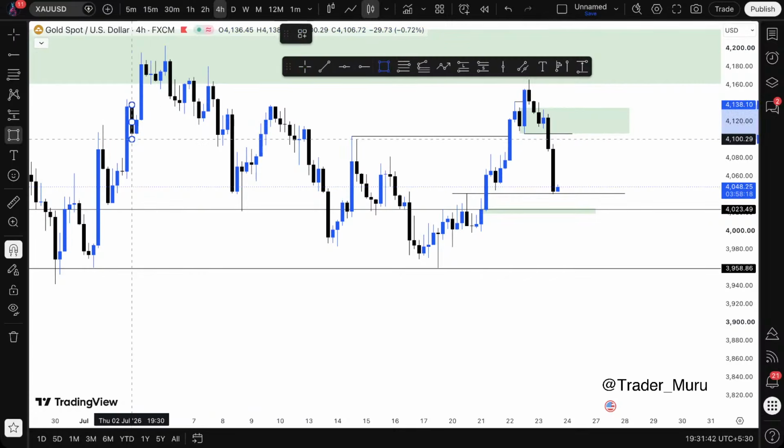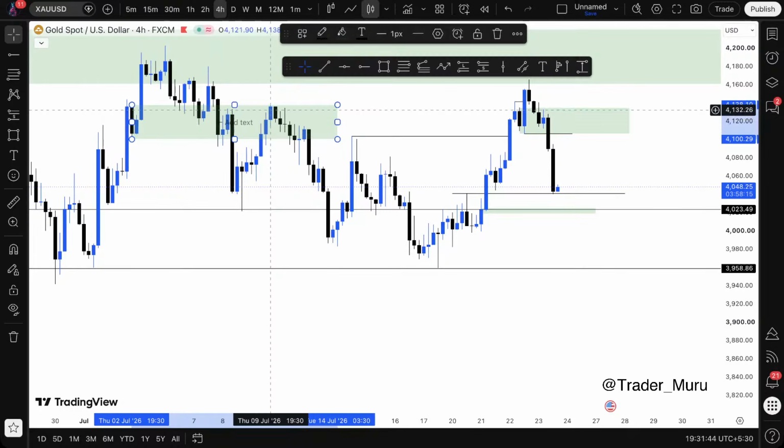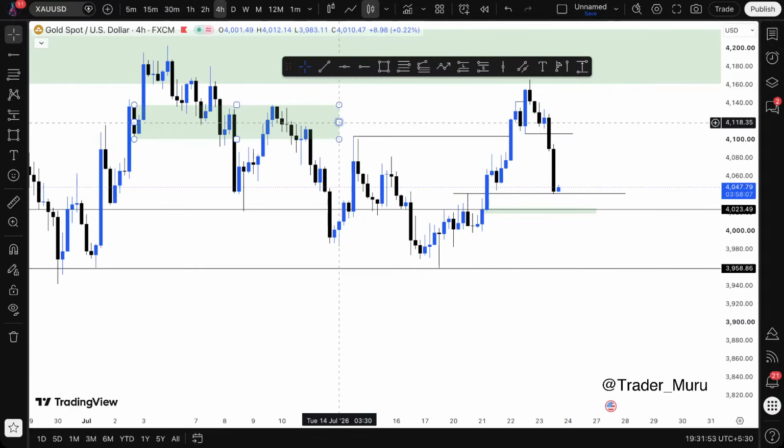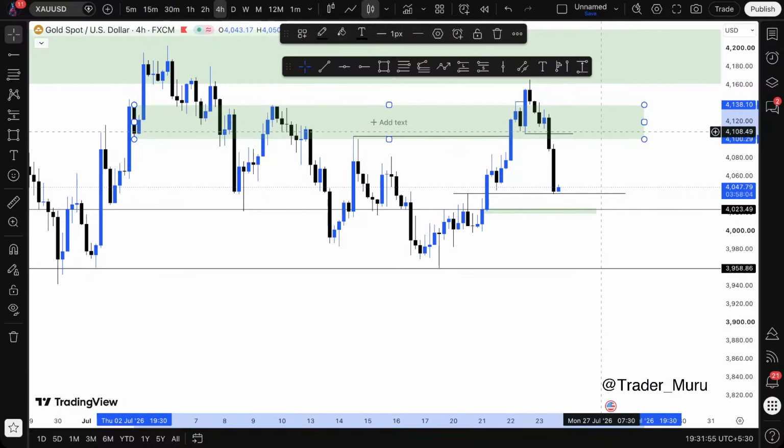This is our zone, the same zone we are having right now. The testing candle does not close above and a drop. This is the same area. In short, it is really the same area.